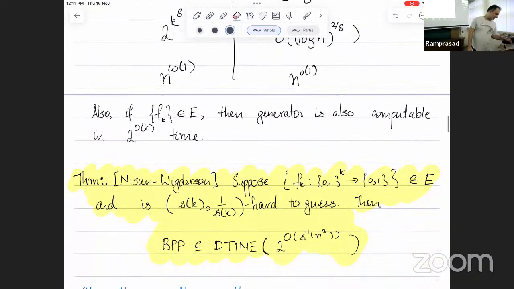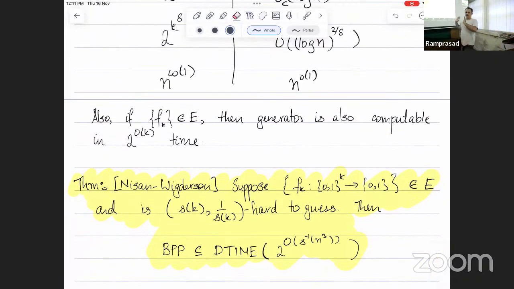All right. So that finally completes the Nisan-Wigderson proof, which says that suppose you have a family of hard functions, which is in E, that is, this family is actually exponential time computable, and you are given that it is at least this hard. Then you can de-randomize BPP in time, which is like 2 to the order S inverse of n cube. Sorry, did I miss a square? Whatever, it's like S inverse of n cube, the whole square divided by log n.